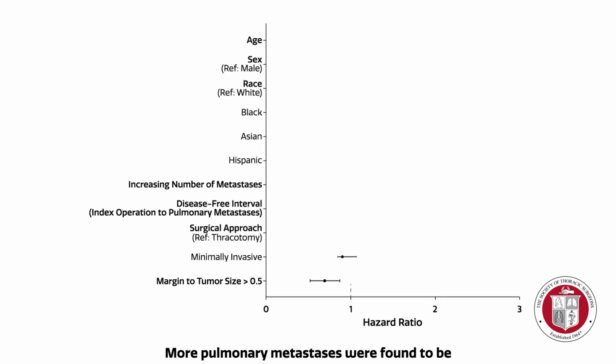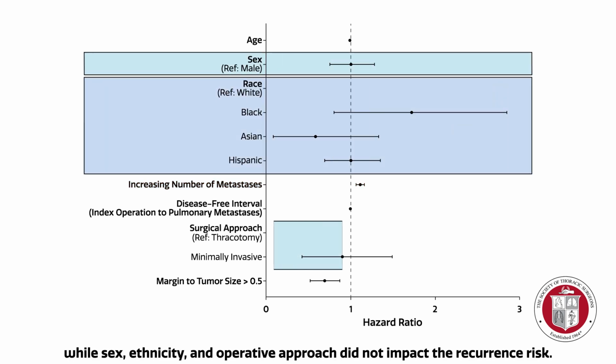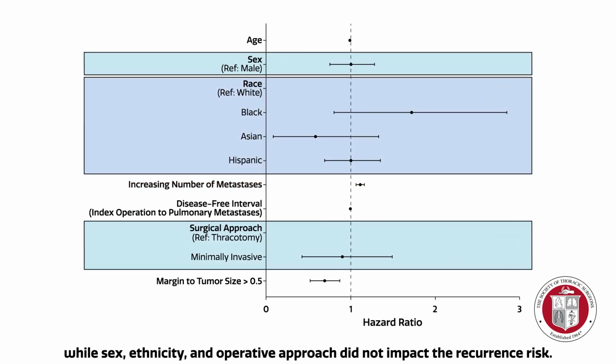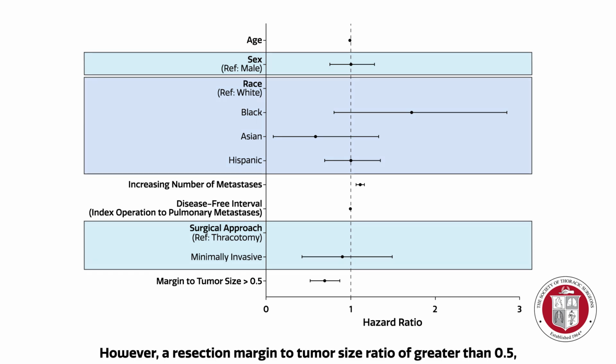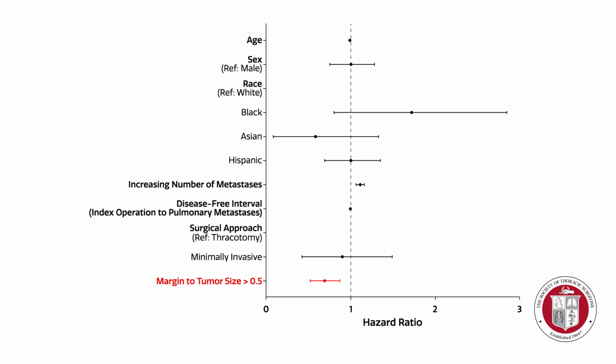More pulmonary metastases were found to be associated with a higher likelihood of recurrence, while sex, ethnicity, and operative approach did not impact the recurrence risk. However, a resection margin to tumor size ratio of greater than 0.5, meaning a resection margin that was at least half the size of the tumor, represented the most significant negative predictor of recurrence.